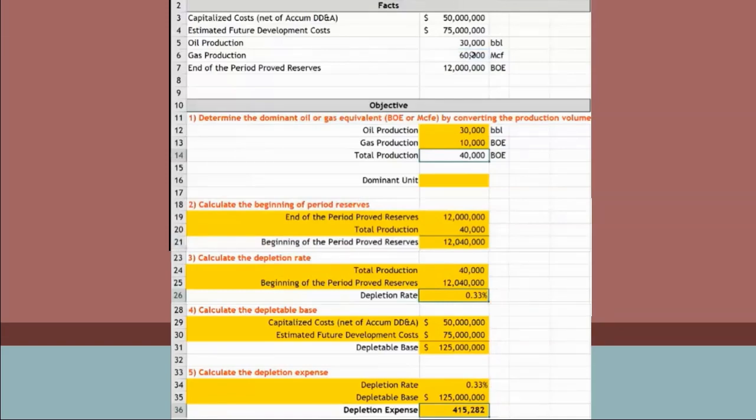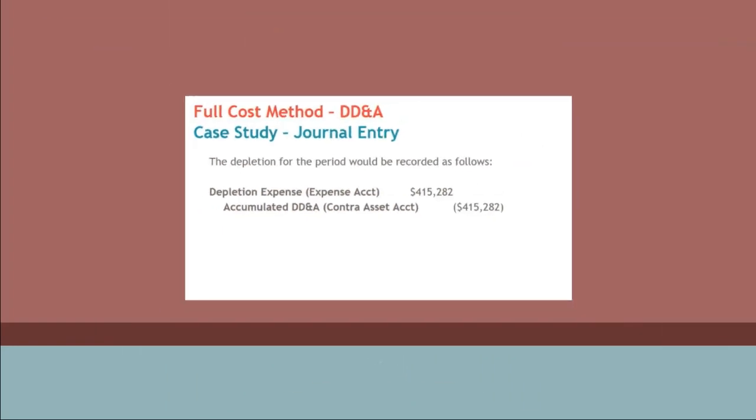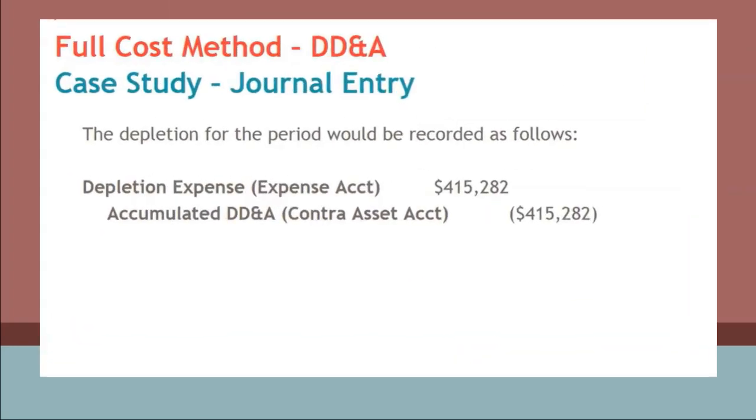Now, I filled this out pretty quickly. I'll be sure to send you guys the solution at the end of this, in case you want it, you can work it through and have the answer. But the final answer is depletion expense, $415,000.